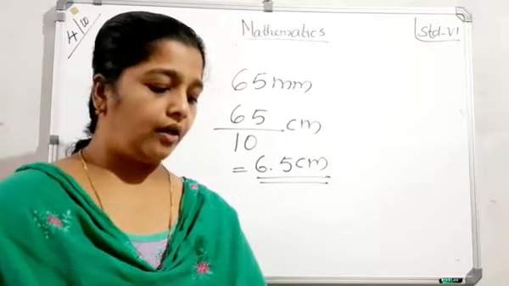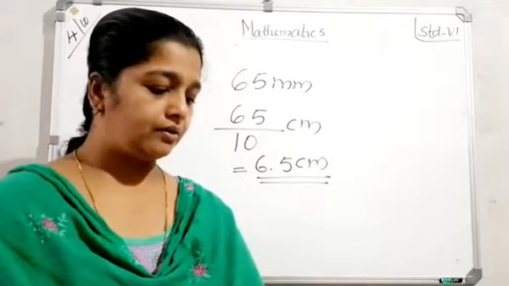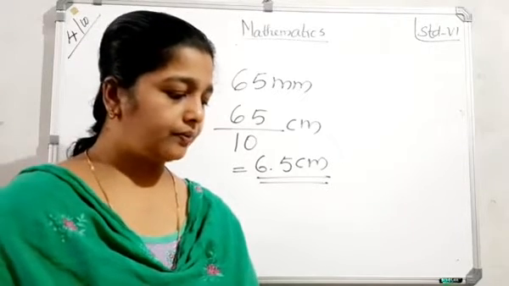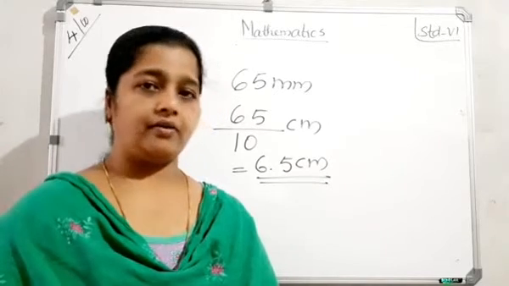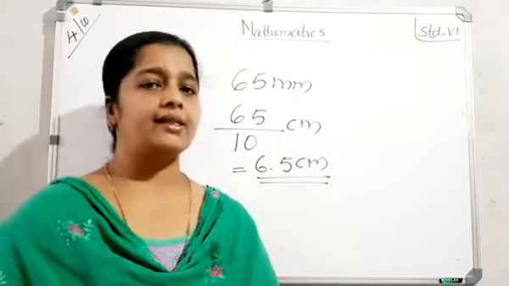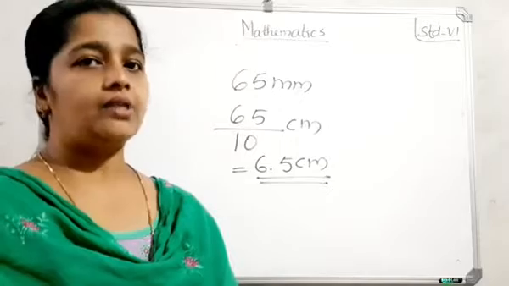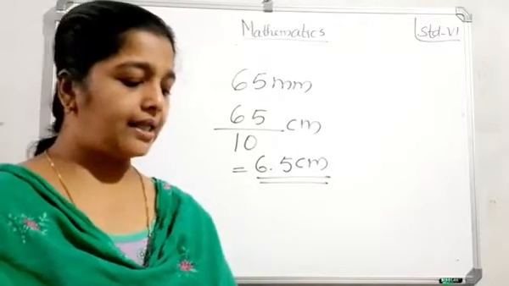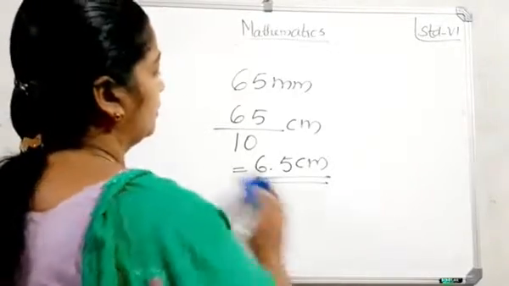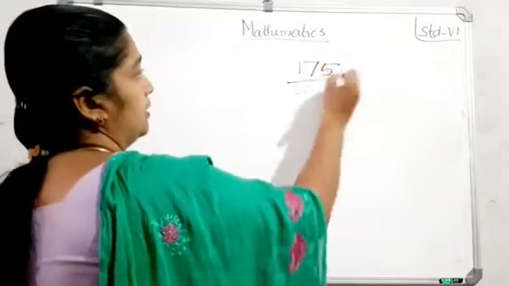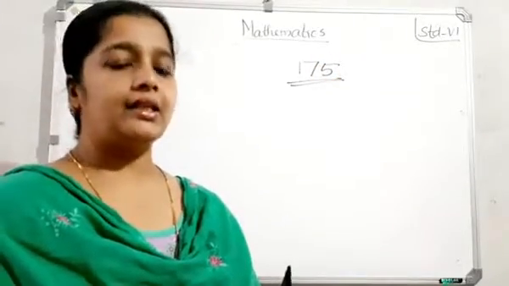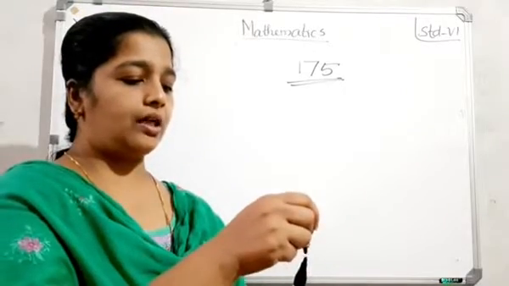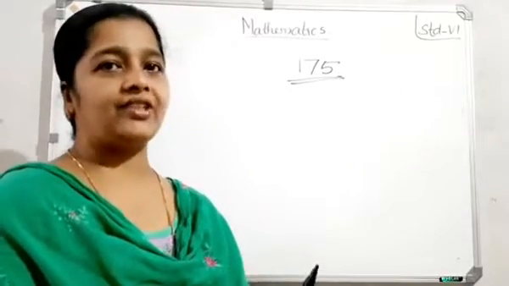Next, all of you open the next one. Page number 175. Before that, you must listen here. I will give some rules. Page number 175. All of you listen. So here, which is greater? That is the question. Which decimal number is greater?